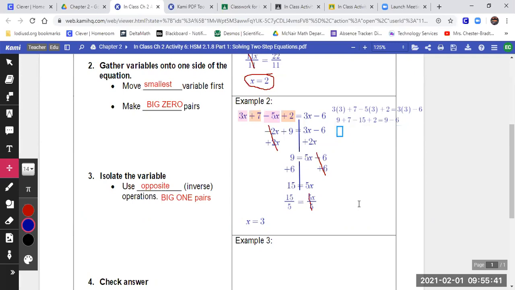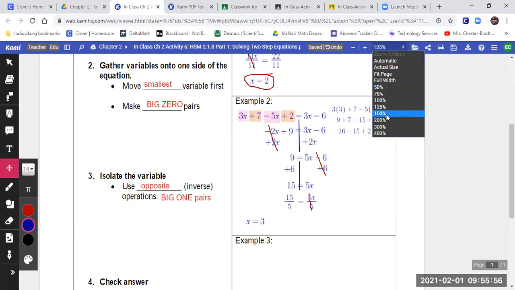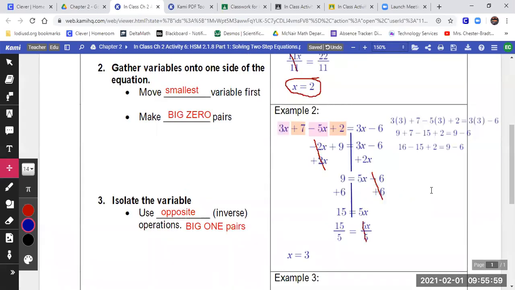Okay, so 9 plus 7. 16, and then we have a minus 15 and a plus 2, and it equals a 9 minus 6. Remember, we just do a little bit at a time. Okay, so now what am I going to do now? Taking it one piece at a time. What am I going to do now?